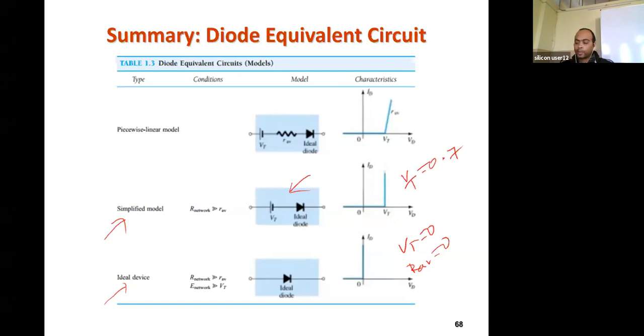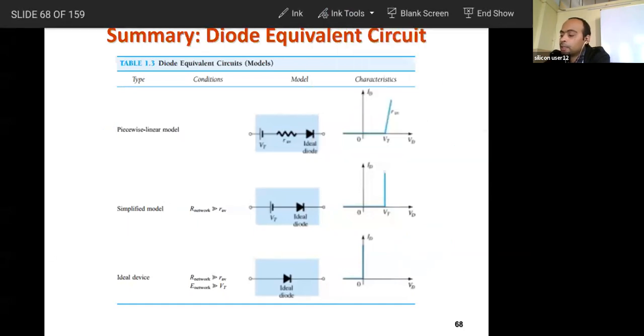For now, you just remember that for a diode there may be three types of representation, or three kinds of models, and the names are also written according to that.